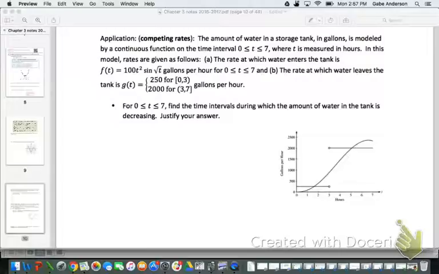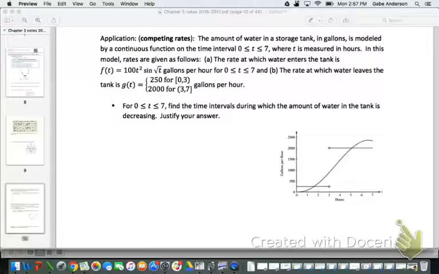And we'll try to figure out how to answer the question later. So it says the amount of water in a storage tank in gallons is modeled by a continuous function on the time interval 0 to 7. So I'd just stop right there and say, hey, there's a tank, and there's water in it. That's all that's really saying, right? Concerned about the time interval 0 to 7. Let's keep going. T is measured in hours.